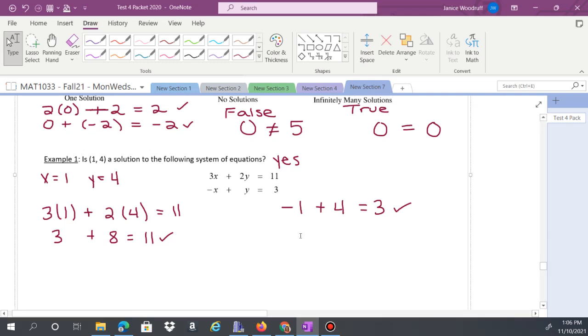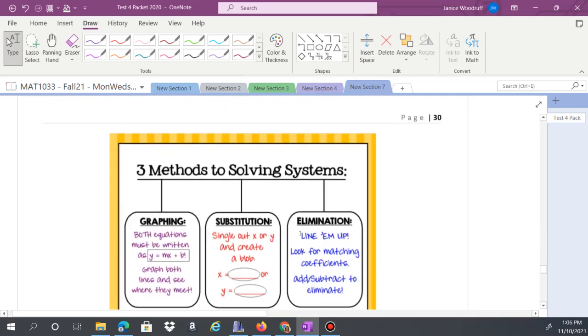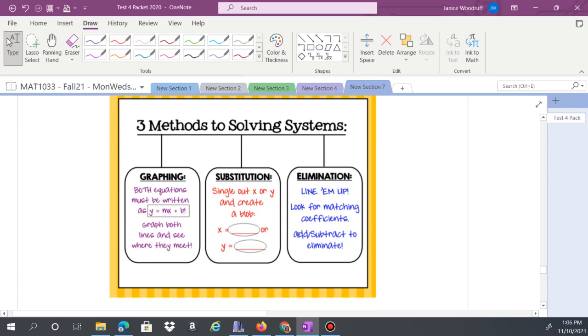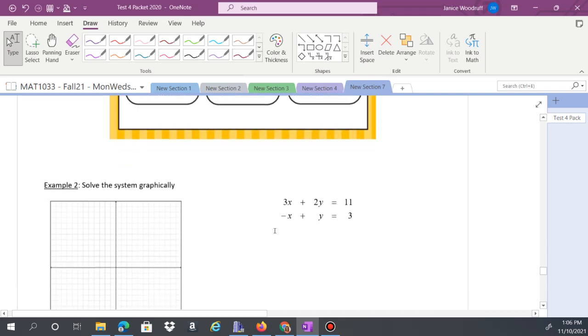Okay, so like I said, there are 3 different methods to solving a system of equations. So the first method is graphing. So graphing, you're either going to have the lines intersect, or they'll be parallel, or they'll be the same line. Then you have substitution, okay, where you're going to plug one equation into the other. Then you have elimination, where you're going to use multiplication to get a variable to eliminate. And we're going to go over all of the different methods. So let's start with graphing.